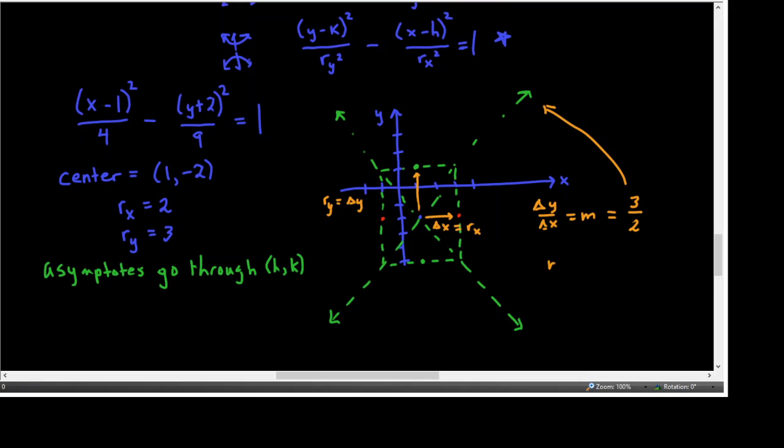Now the slope of the other line, this one right here, instead of going to the right r sub x, I'm still going to go up 3. Couldn't I go left 2 instead, which would make that slope negative 3/2? Well, notice they're the same numerical value, whereas one's positive because it goes up and to the right, the other one's got a negative slope because it goes down. So the slopes of the asymptotes are always going to be plus or minus, one positive, one negative, r sub y over r sub x.